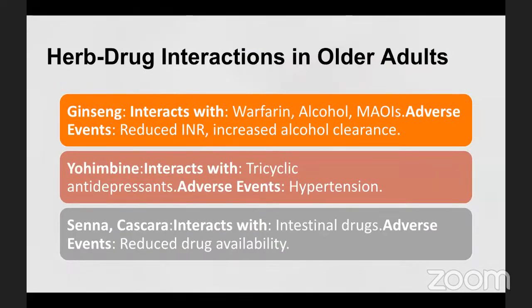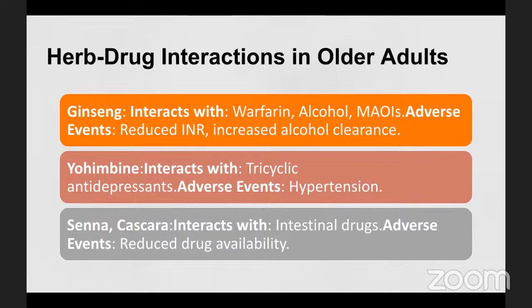And herbal supplements and drug interactions in older adults, continued. Like ginseng, lots of South Asian people take it for energy and to build up their immune function. It can interact with warfarin, alcohol, and MAO inhibitors. The adverse events it causes are that it reduces INR and also increases alcohol clearance.